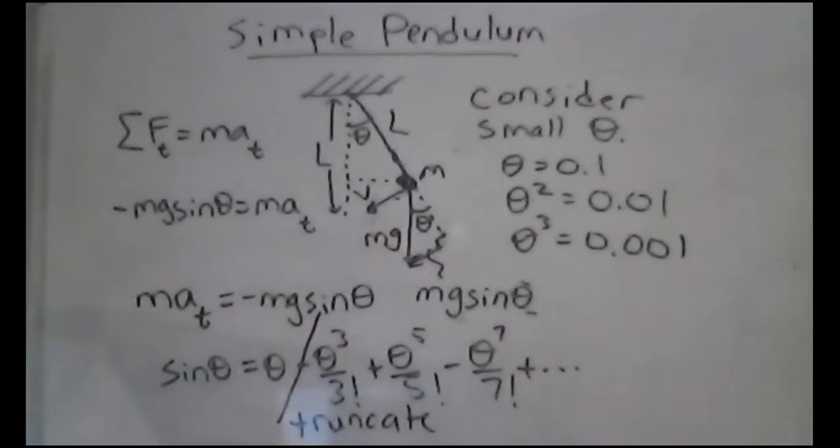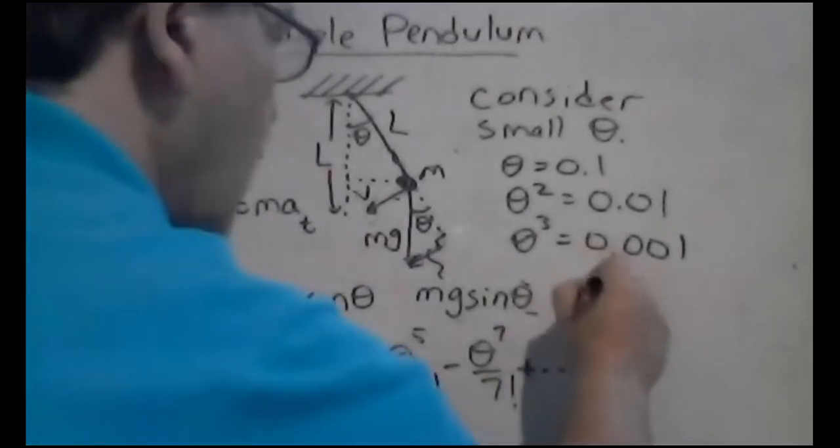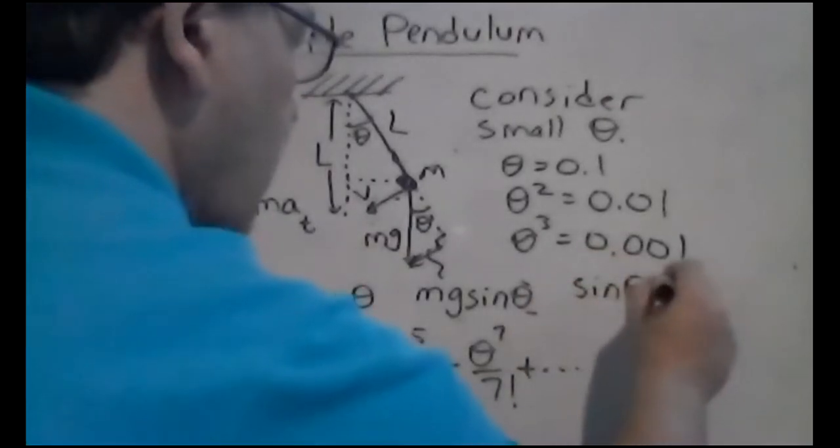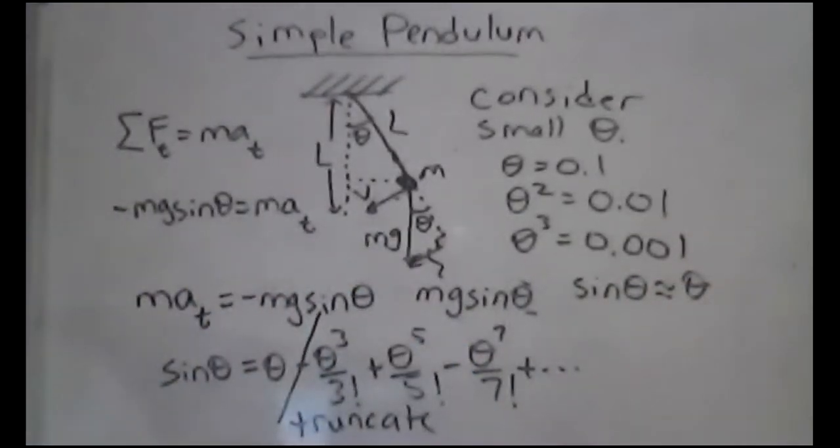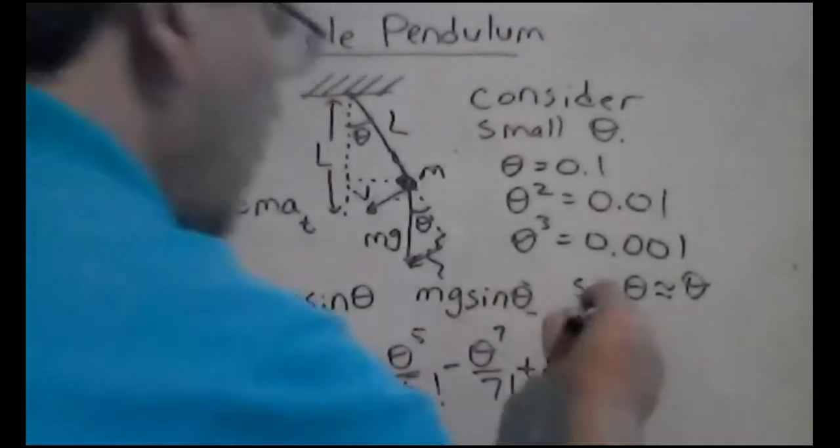So if I say that I have small theta, I can say sine of theta, instead of writing sine of theta, I can just write theta. Like you go to your calculator, put your calculator in radians, take the sine of 0.1, you'll find out that the answer is about 0.1. And so that's called the small angle approximation. I'm going to use it right here.